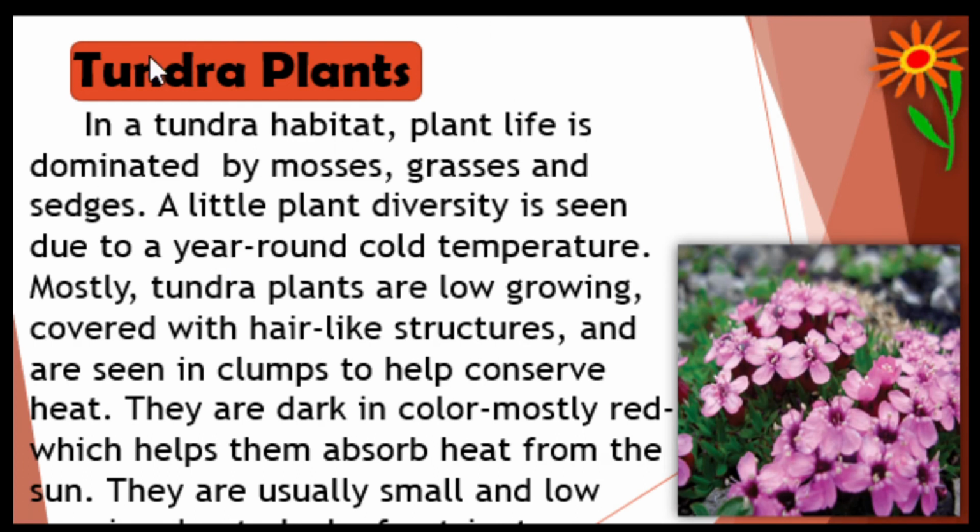Next, we have tundra plants. In tundra habitat, plant life is dominated by mosses, grasses, and sedges. A little plant diversity is seen due to a year-round cold temperature. Mostly, tundra plants are low-growing, covered with hair-like structures and are seen in clumps to help conserve heat. They are dark in color, mostly red, which helps them absorb heat from the sun. They are usually small and low.